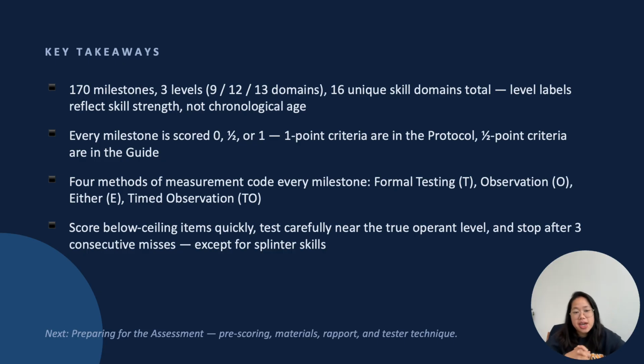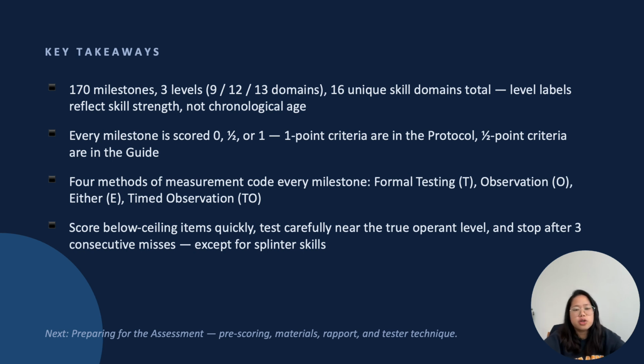Cool, let's do a recap. We learned about 170 milestones, 3 levels, with 9, 12, and 13 domains. There are 16 unique domains total, and the labels are about skill strength and not age. We also learned every milestone scores 0, 0.5, or 1. Full point criteria live in the protocol. Half point criteria live in the guide.